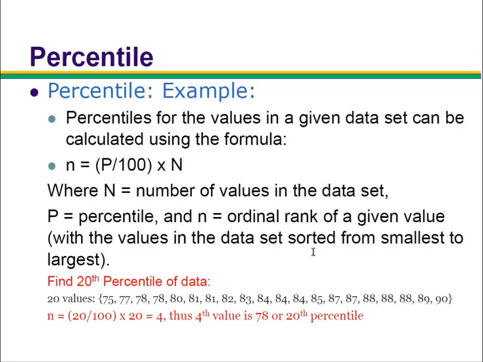So let's say we have 20 test takers, and we want to find the 20th percentile. So we calculate 20 divided by 100 times 20, which equals 4. So we'd look at the fourth value when our data is sorted from low to high.